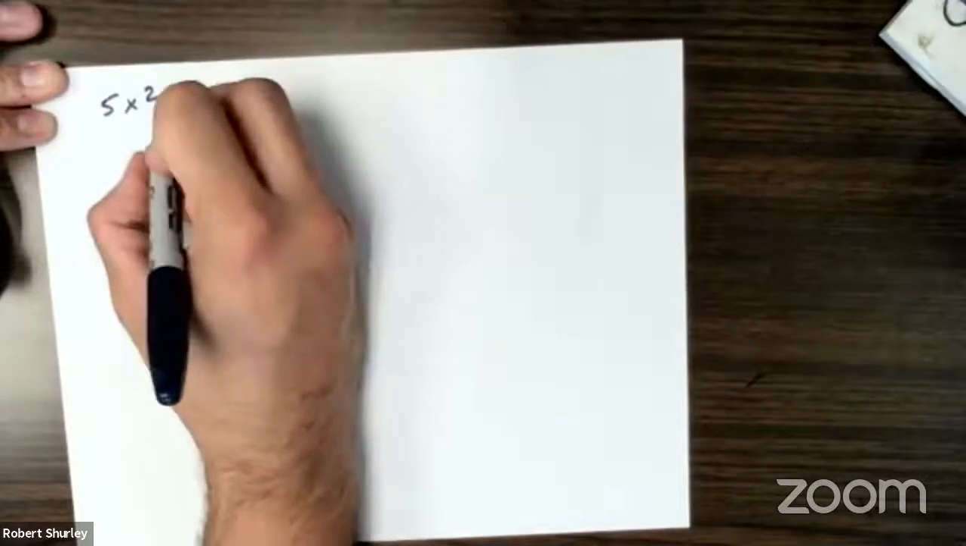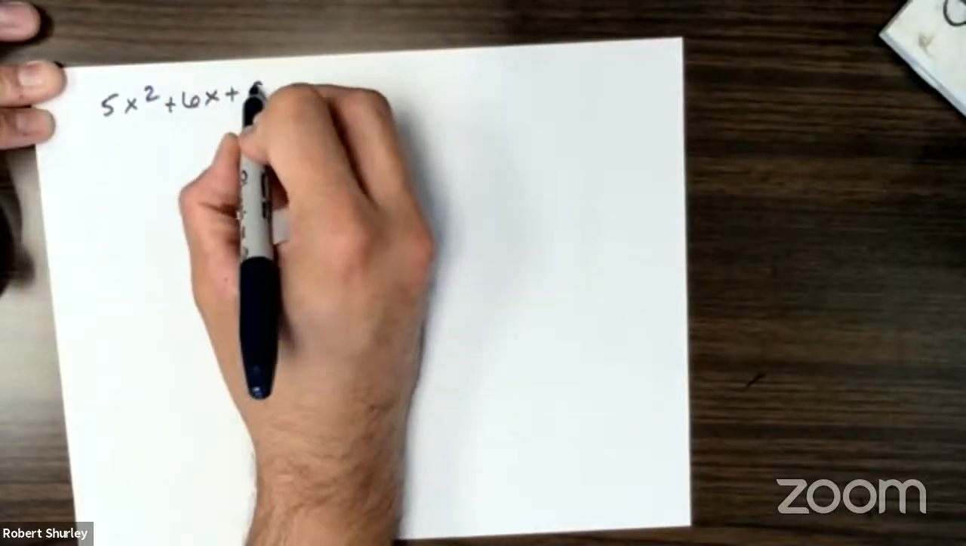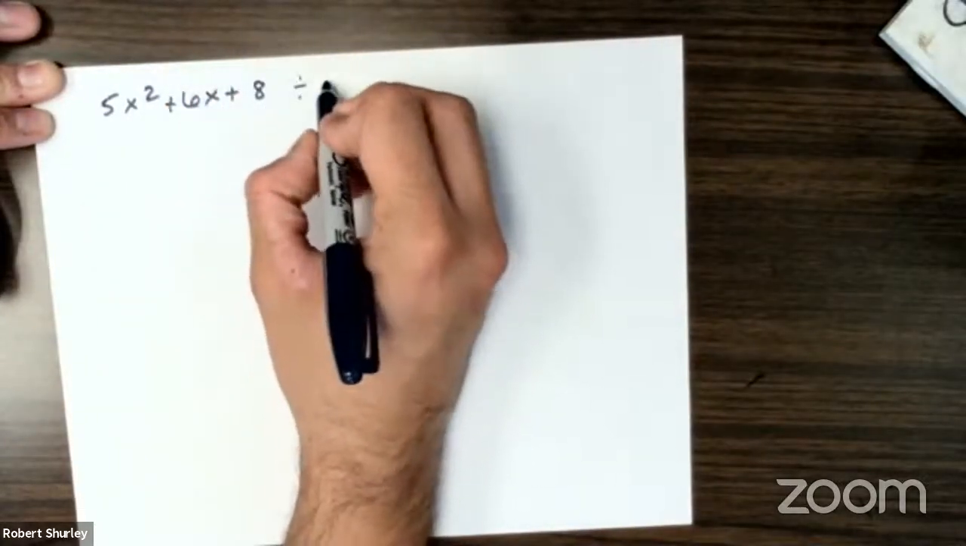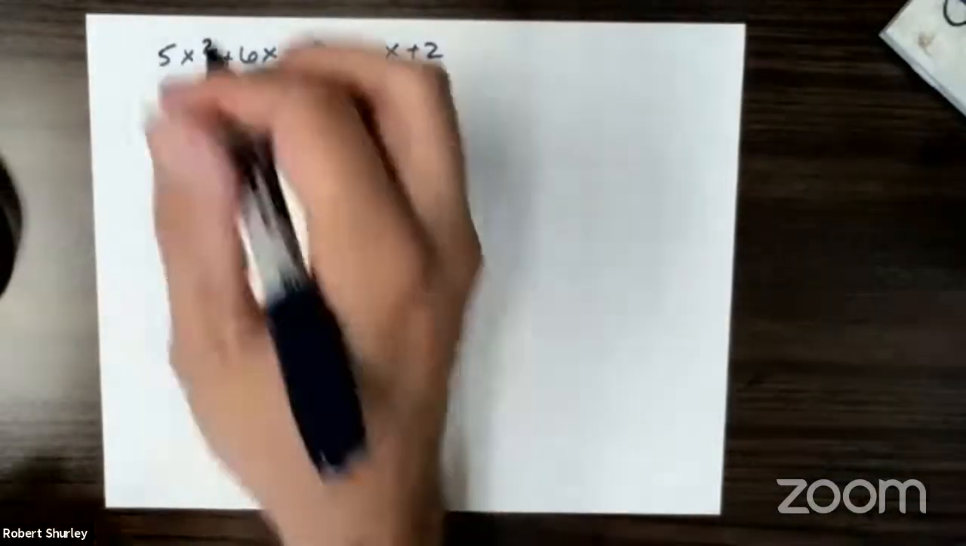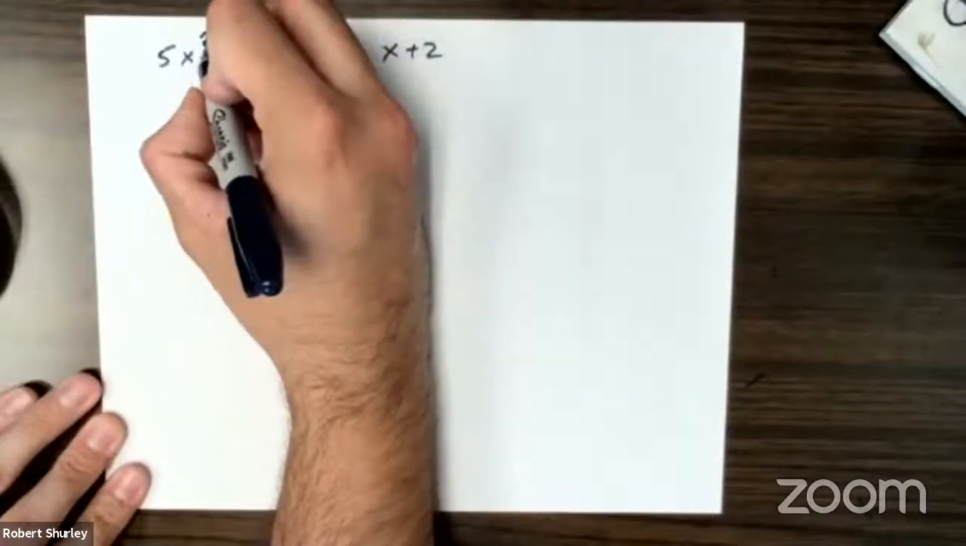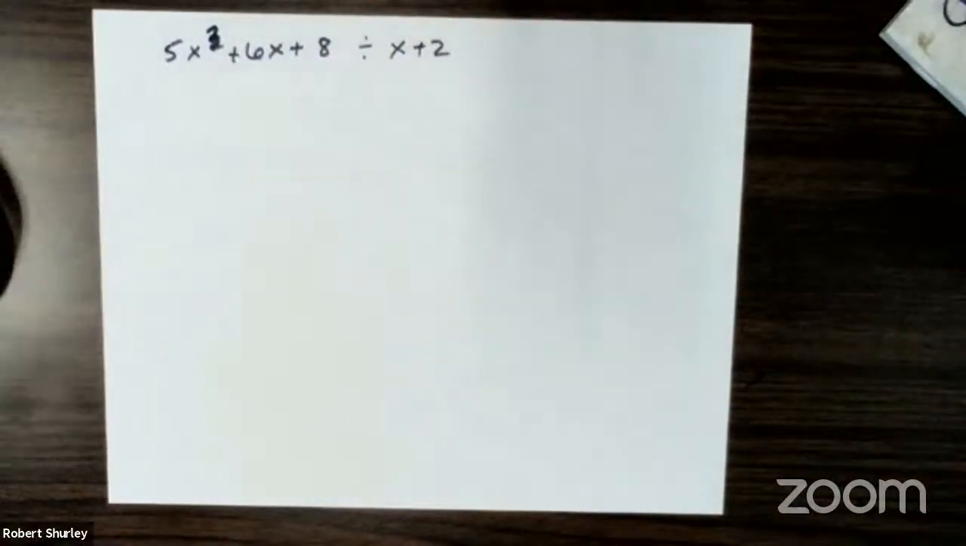Great. Okay. So let's see. Let me do one that actually has the missing zeros here. So what if we had 5x squared plus 6x plus 8, and we want to divide it by x plus 2? Oh, I'm sorry, that's not 5x squared. That's 5x cubed. So 5x cubed plus 6x plus 8. And we want to divide it by x plus 2.